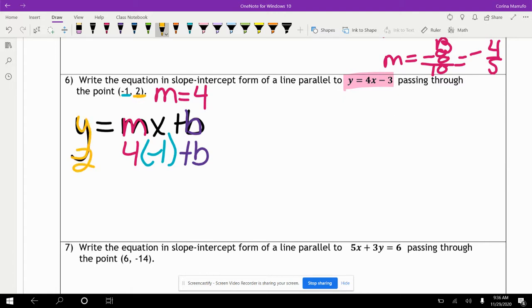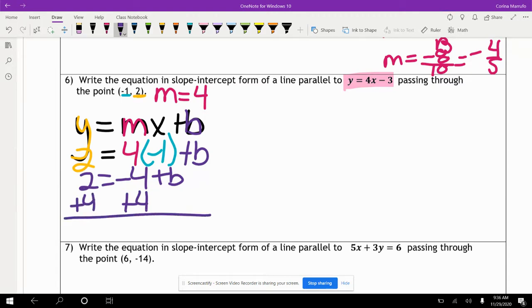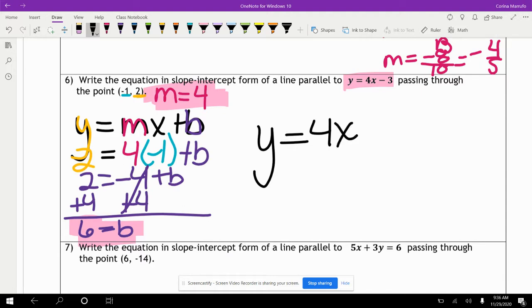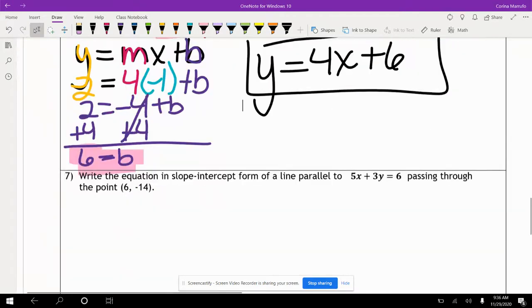So 2 equals 4 times negative 1. We know 4 times negative 1 is going to give us negative 4 plus b. We're going to move this negative 4 to the other side by adding 4 on both sides. And we get 6 equals, the 4's cancel out, 6 equals b. So now that we have our slope and our y-intercept, we can write our equation of our line. So it's going to be y equals 4x plus 6. If you didn't get that, we're going to do this one more time.